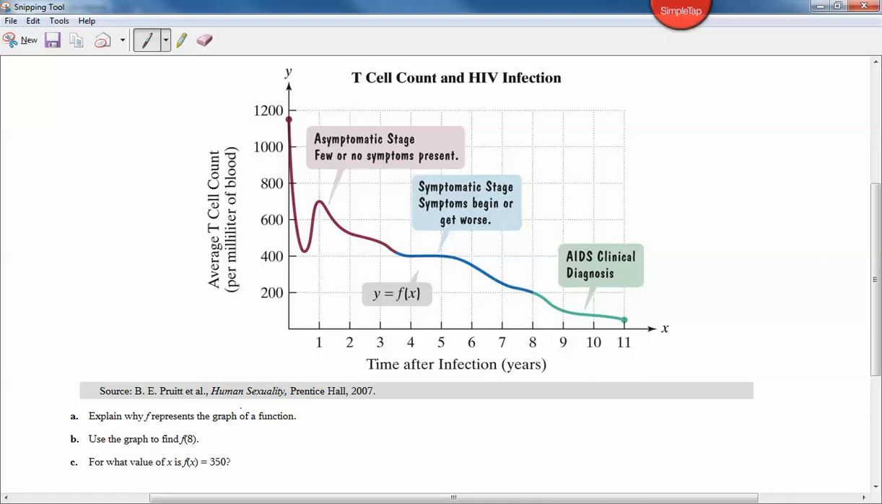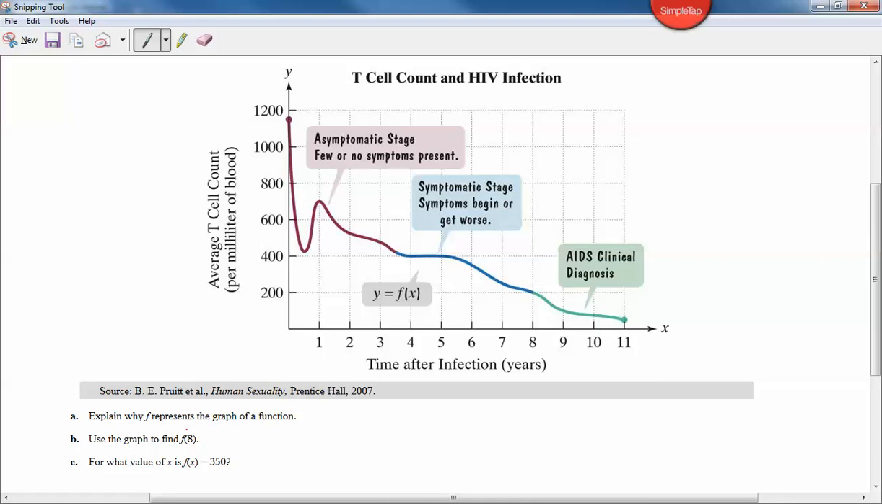Now explain why F represents the graph of a function. So if this line is F, we could do the vertical line test anywhere on this line, and it would touch only once. So what that means is for any X value, you have one Y value. Okay? Now let's use the graph to find F of 8.